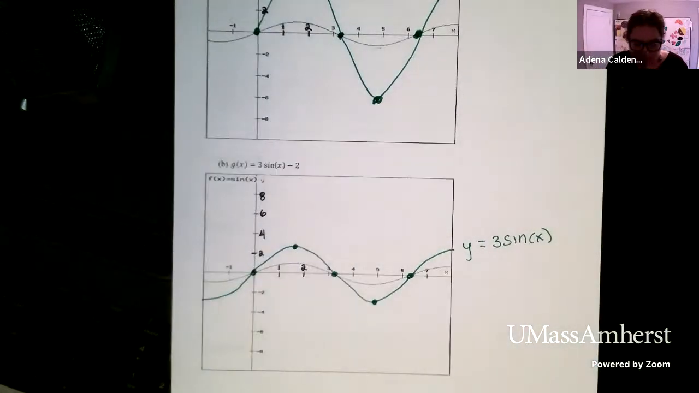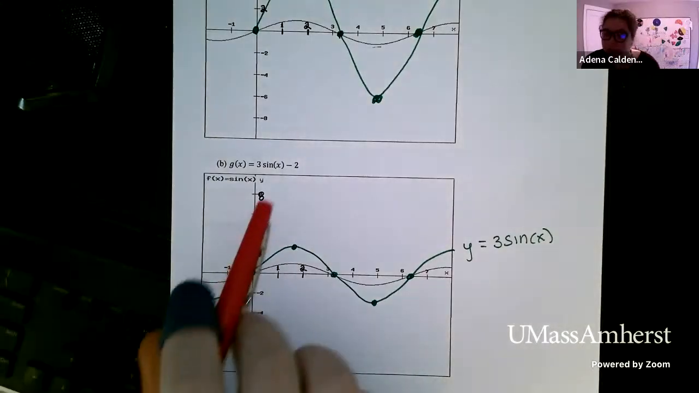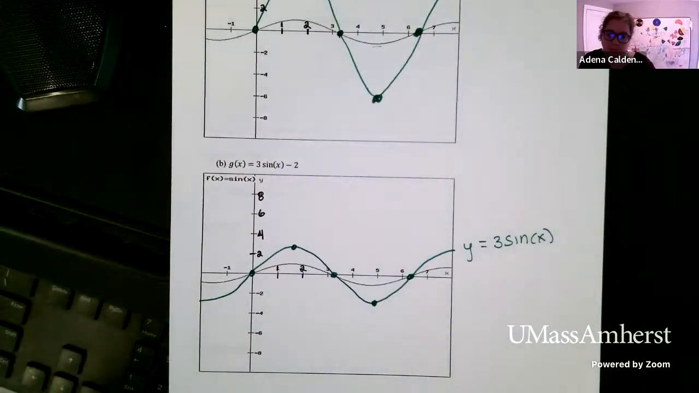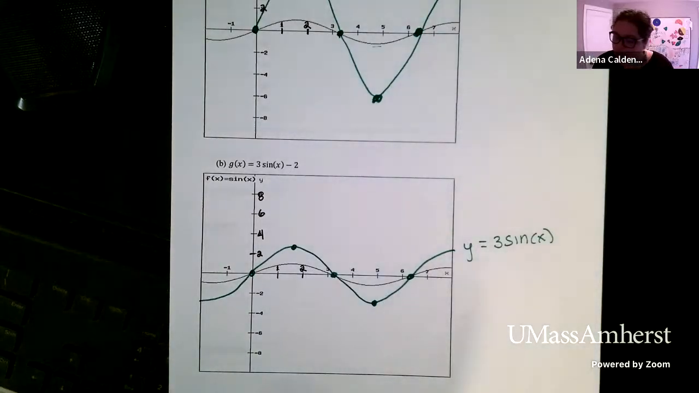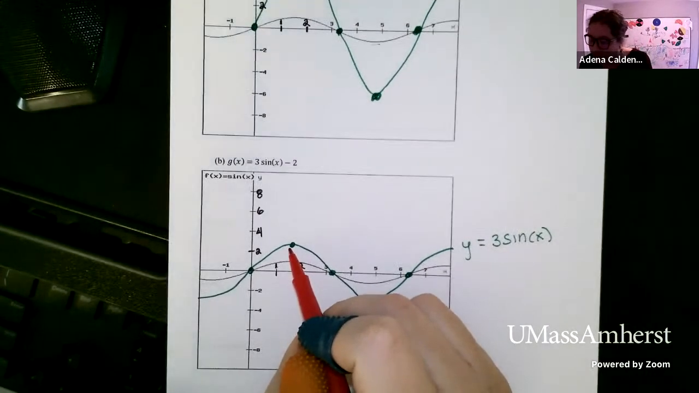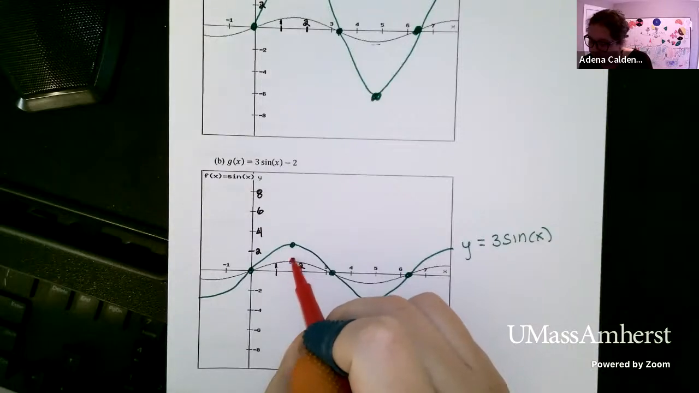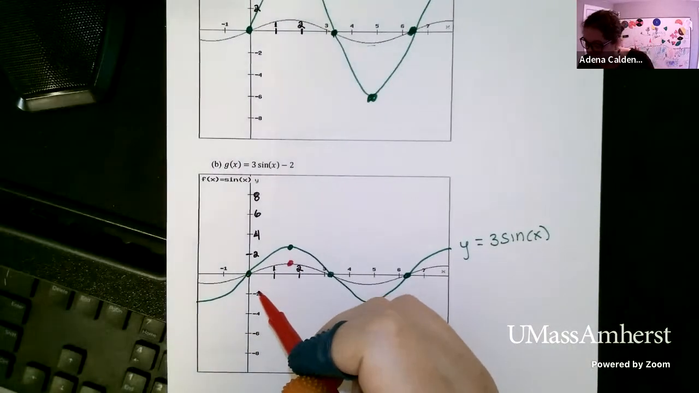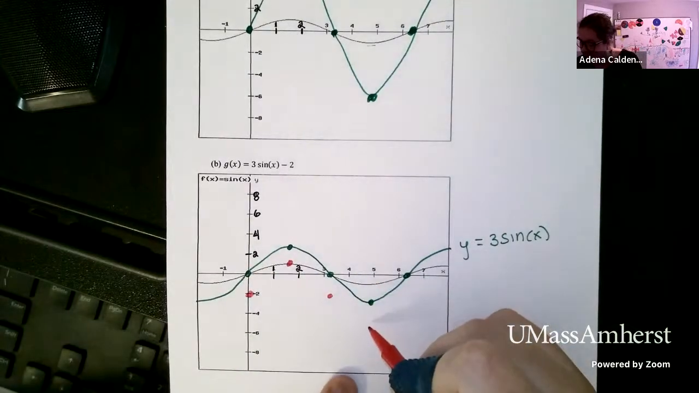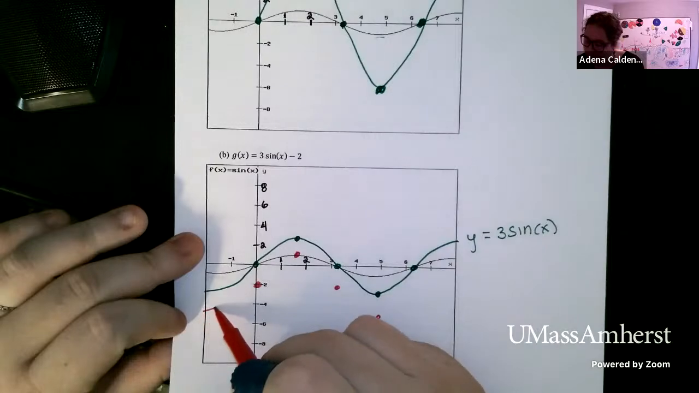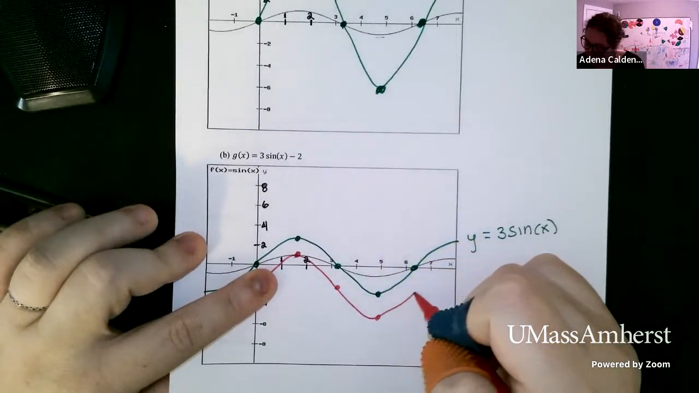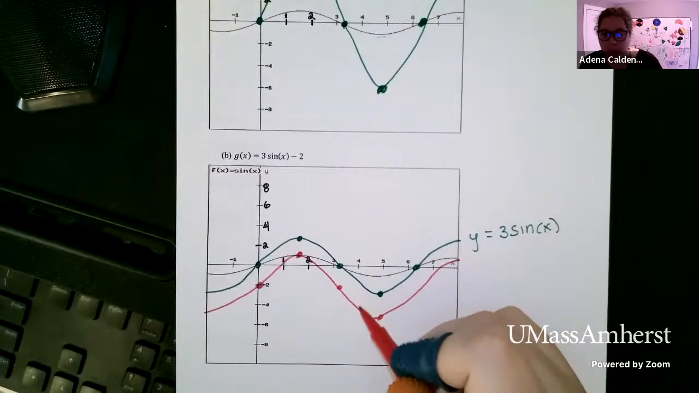But we need 3 sine x minus 2. When you add or subtract a number to your function, it shifts your graph up if you add a number and down if you subtract a number, which means that we have to move this entire green graph down by 2 units. So instead of going as high as 3, it's going to go as high as 1. Instead of 0, we have to shift it down 2 units, so it's going to be at -2. And here we're going to move down 2 units. So we're shadowing exactly what happened before, but we shift everything down by 2 units. The difference between these is 2 units.